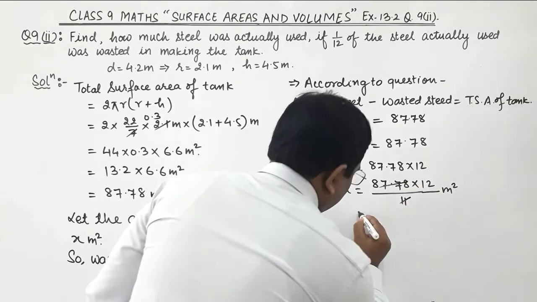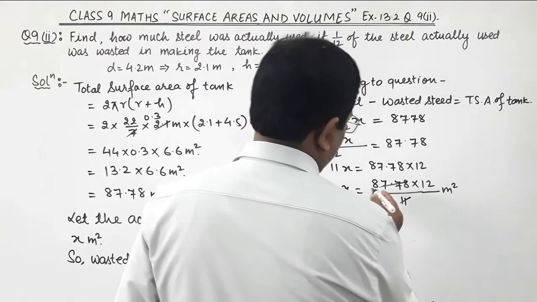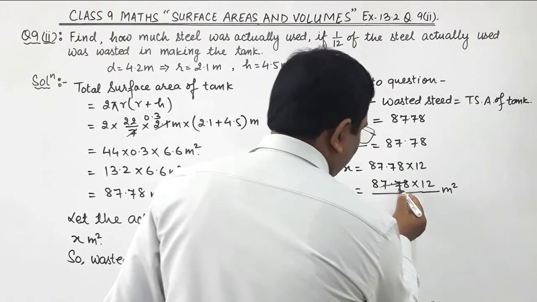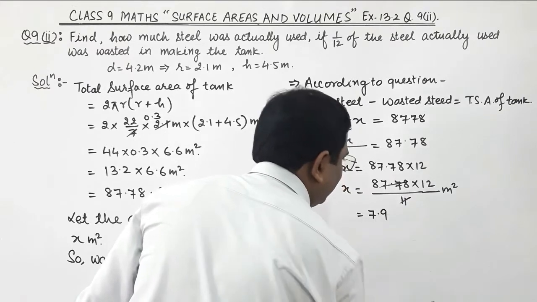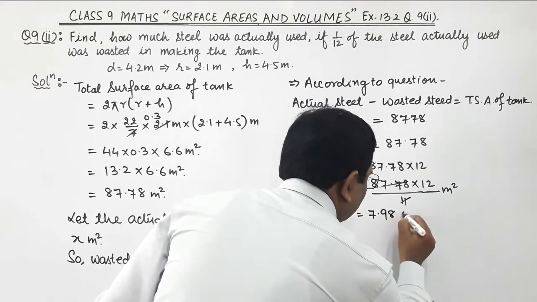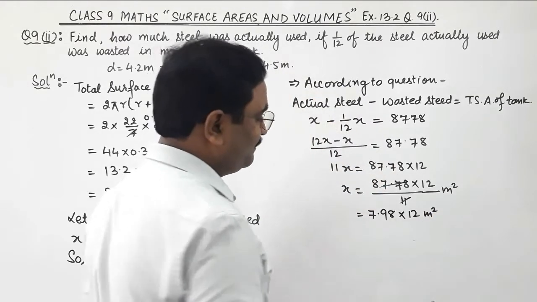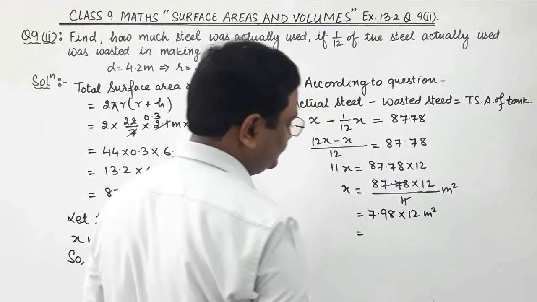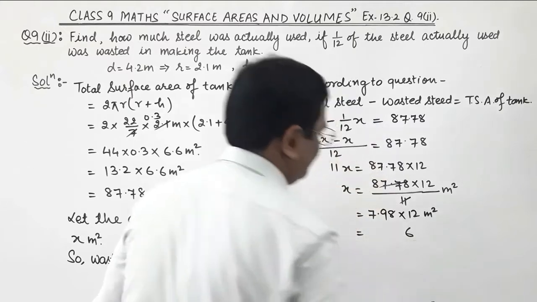11 7s are 77. 11 7s are 77, so 10 is remaining. 10 107. 11 9s are 99 and 11 8s are 88, multiplied by 12 meter square. So let's multiply it. 12 9s are 108, 96.